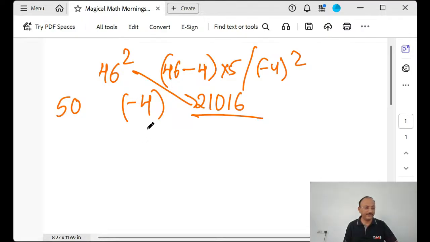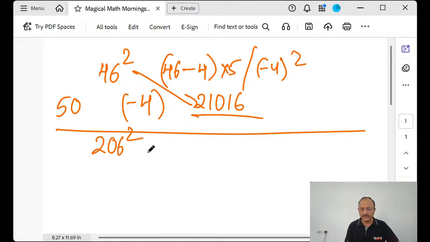I hope you understood. Let's take a little bigger number. Suppose you want to find out 206 square. What will we do?